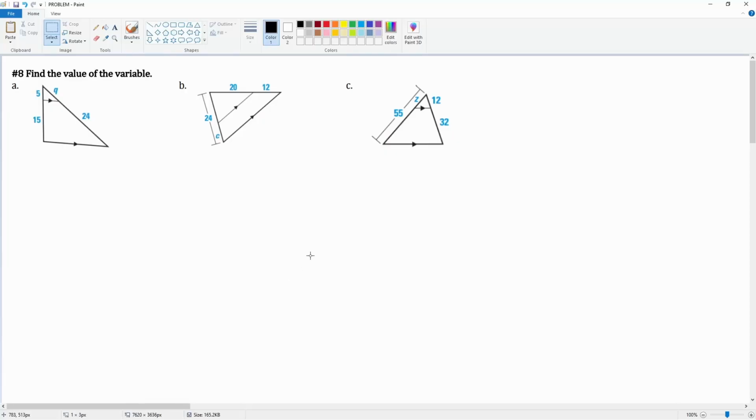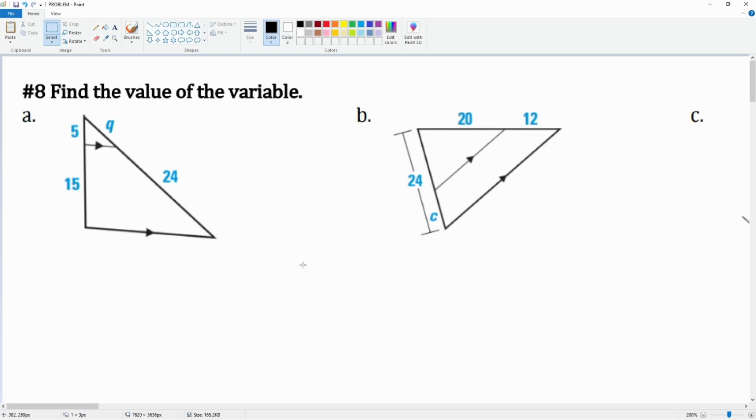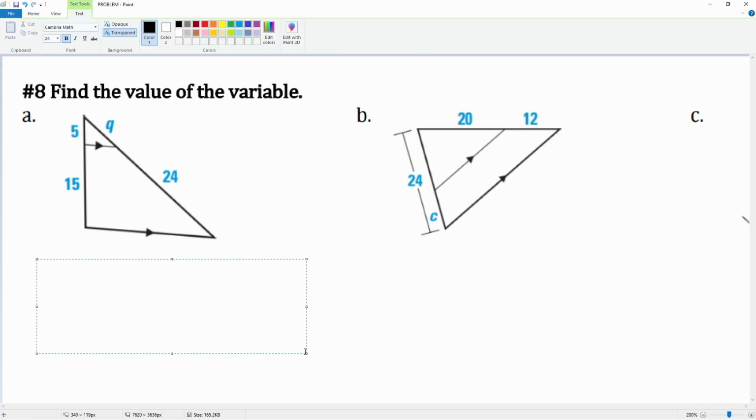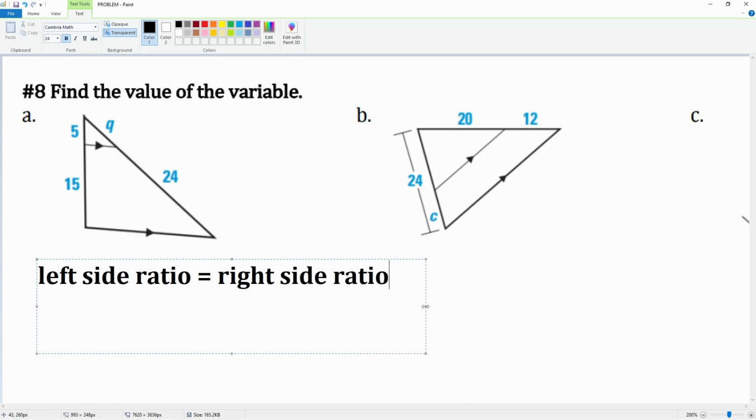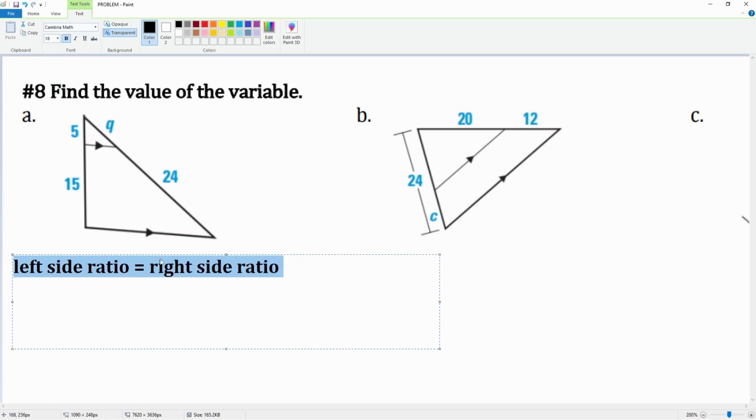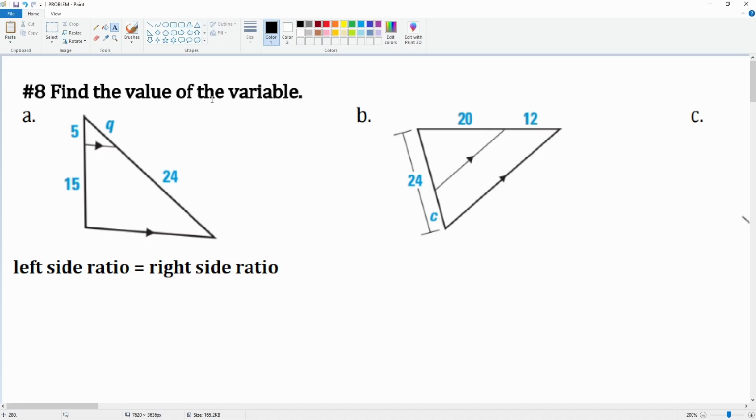Section 7, number 8, you're going to find the value of the variables. Here we see a triangle and it is cut by two parallel lines. Therefore, we can actually set up a very interesting thing. So we can compare the left segment ratio and we can set that equal to your right side ratio. Okay? So this is true, right, because of that parallel line. So we can now do this.